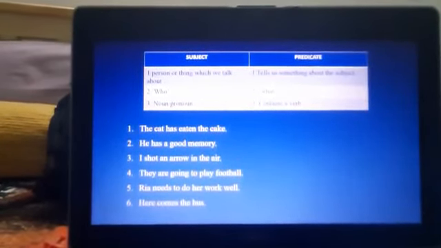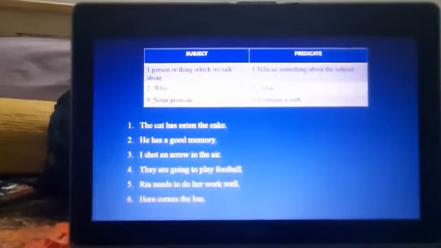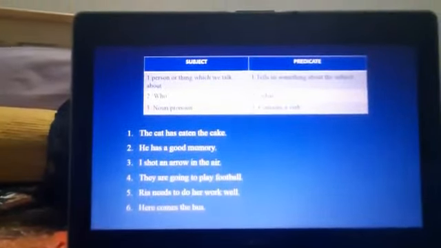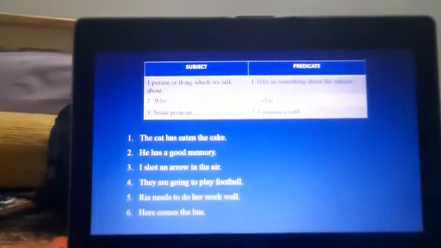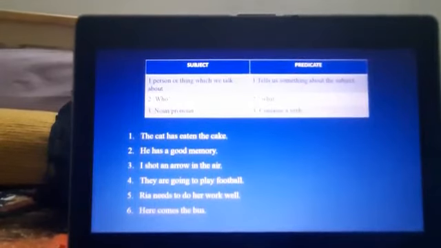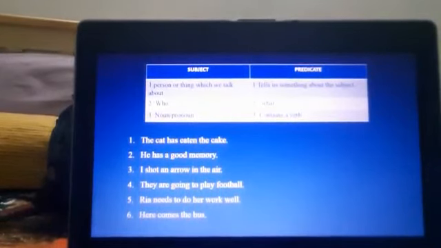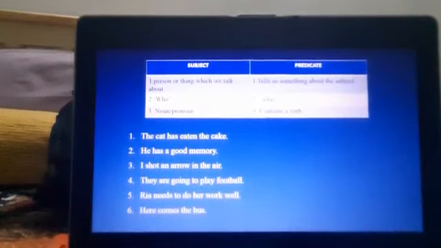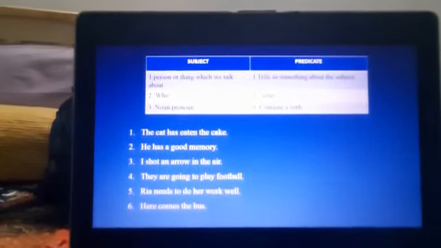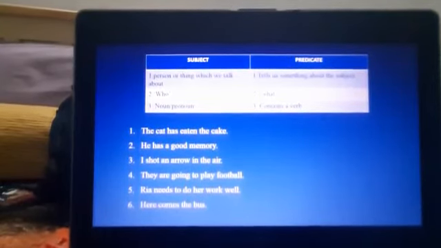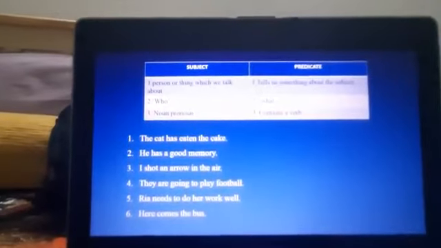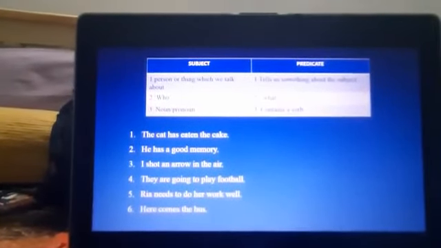And our last example is, here comes the bus. So this is a little indirect, children. What is the subject over here? The bus. Sometimes it happens that the subject comes later than the predicate. So who or what we have to ask. So the bus becomes the subject. And what does the bus do? Here comes. So "here comes" becomes the predicate.